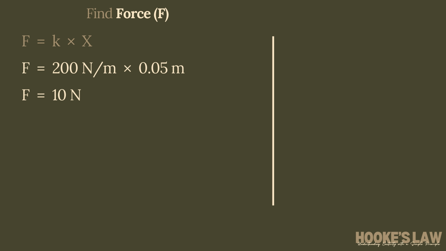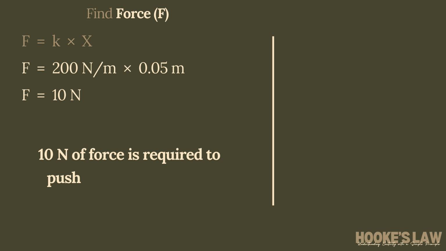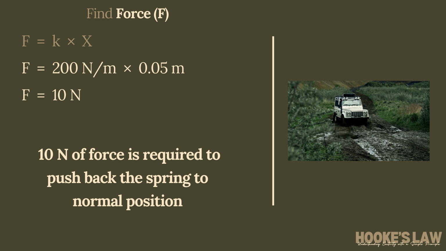Using Hooke's law, we calculate the force exerted by the spring. Substituting the given values, F equals 200 newtons per meter times 0.05 meter. Solving this gives us 10 newtons. This 10 newtons of force is what the spring exerts to push back against the compression caused by the bump.